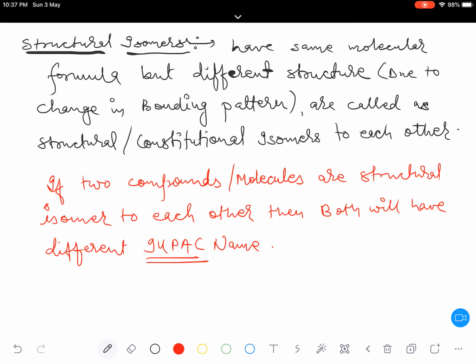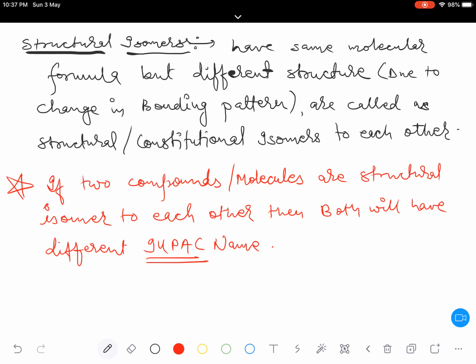If two compounds are given and you are unable to tell whether they are structural isomers to each other or not, just try to write their IUPAC names, which you can do very easily. If they have different IUPAC names and the same molecular formula, then those two can be said to be structural isomers to each other. Now there are different types of structural isomers. I will start with the first one, which is chain isomers.